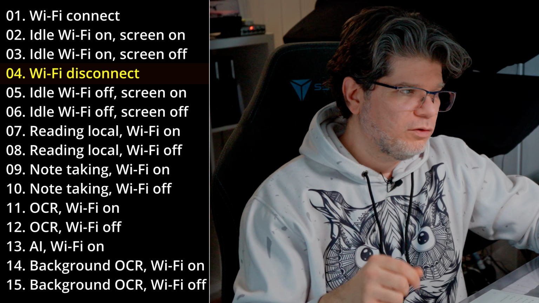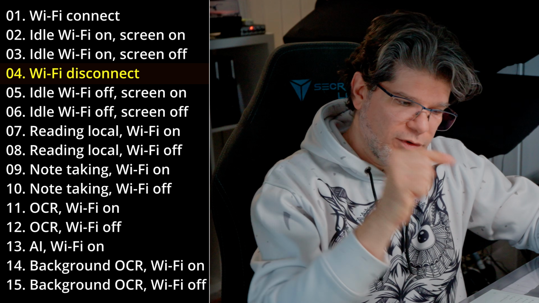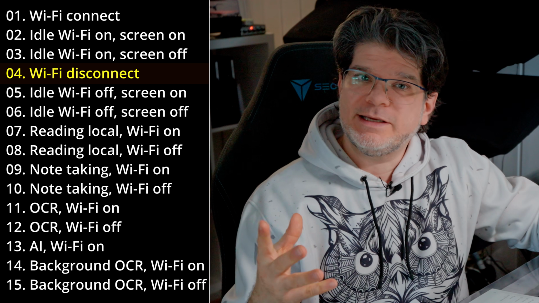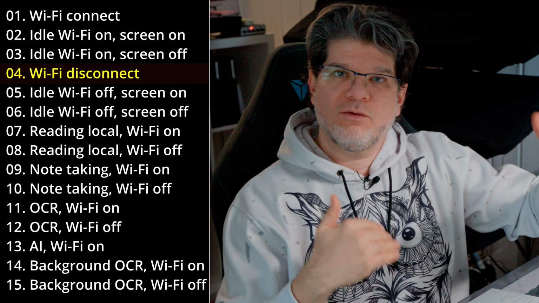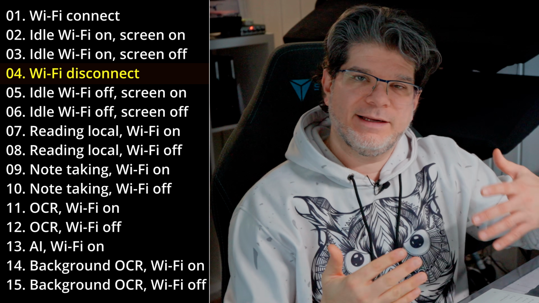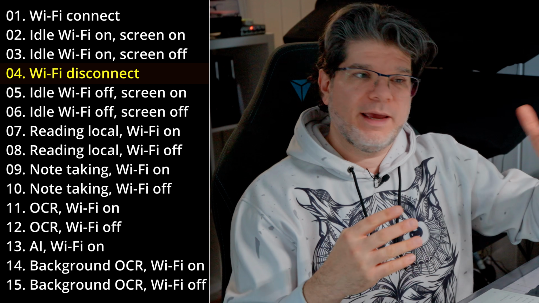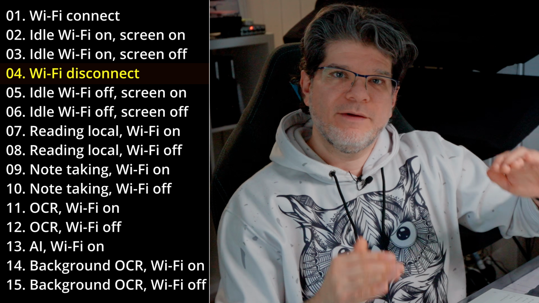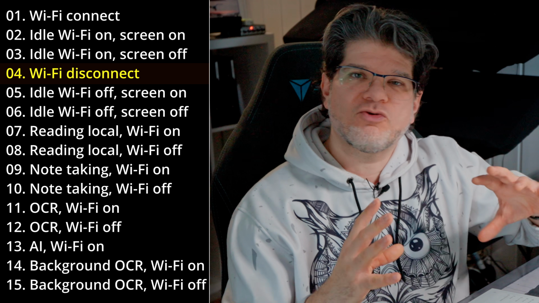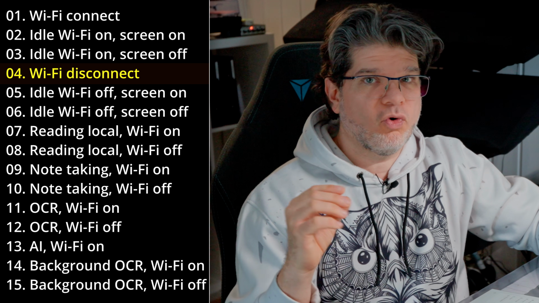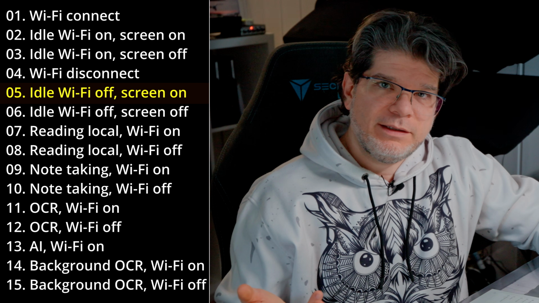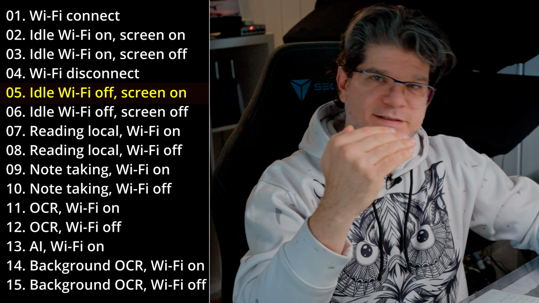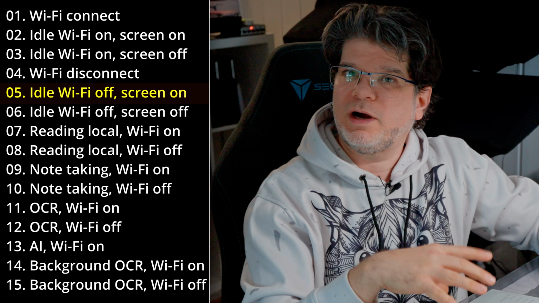Then we have test 4, the Wi-Fi off transition. We just toggle off Wi-Fi and see what the transition looks like, what the communication is, and whether there is anything suspicious in there or not. Once it's in the off state, we stay for about a minute or so just to see, is it truly in a Wi-Fi off state or not? And then we repeat the idle screen on and off in tests 5 and 6, but this time with Wi-Fi off.